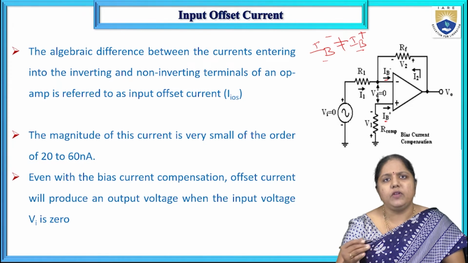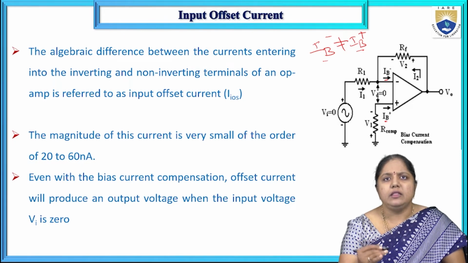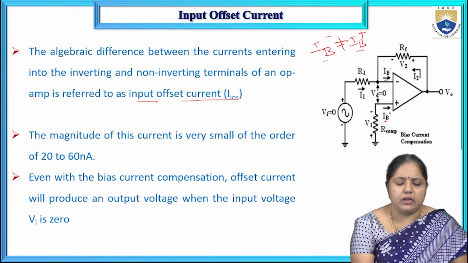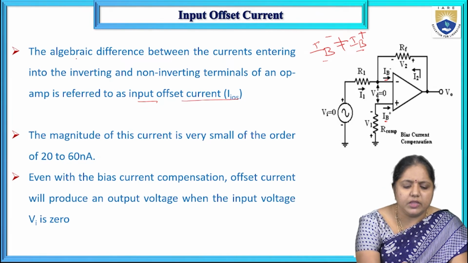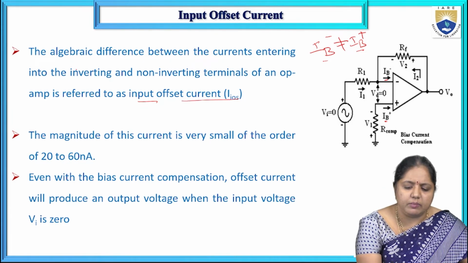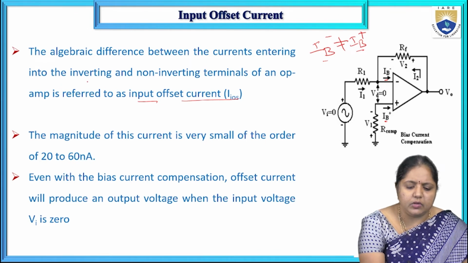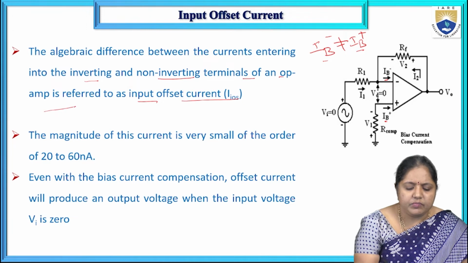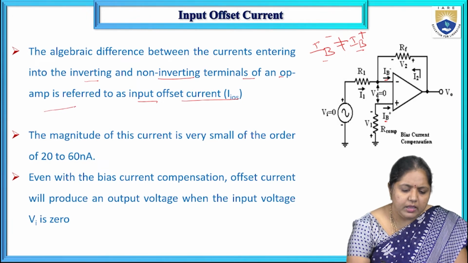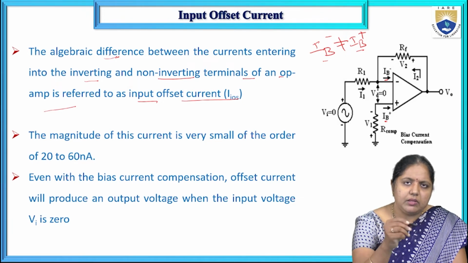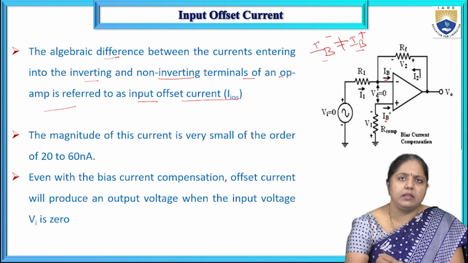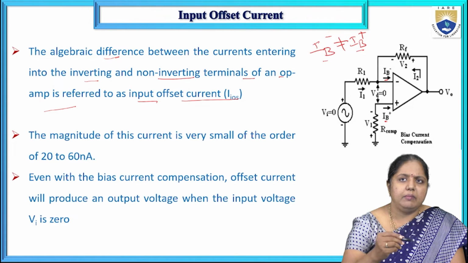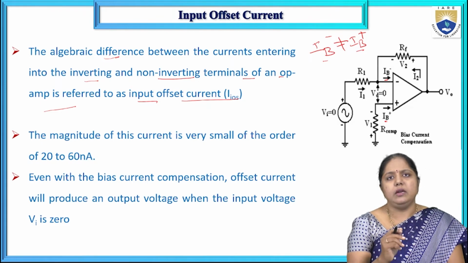Whatever the difference in the currents is, it is called the input offset current. The definition is the algebraic difference between the currents entering the inverting and non-inverting terminals of the op-amp. Previously we took the average; now we are taking the difference between IB plus and IB minus. Please observe the difference.